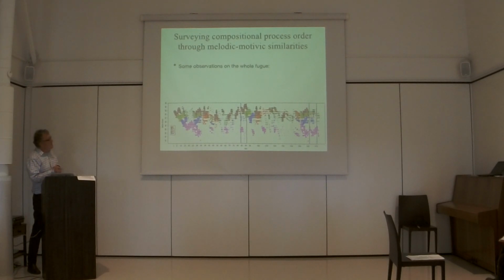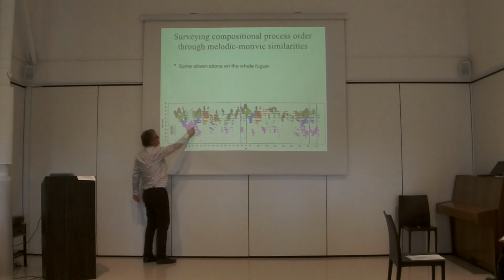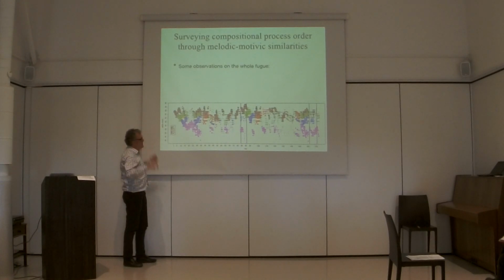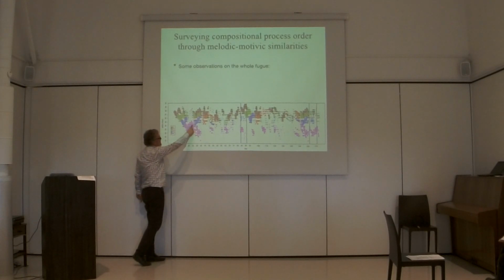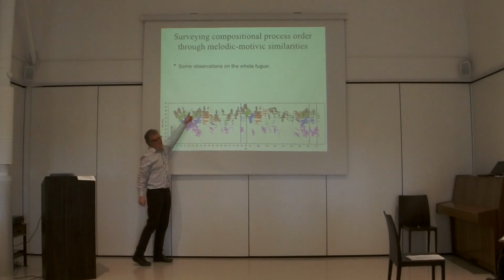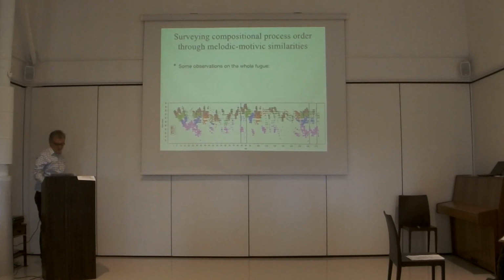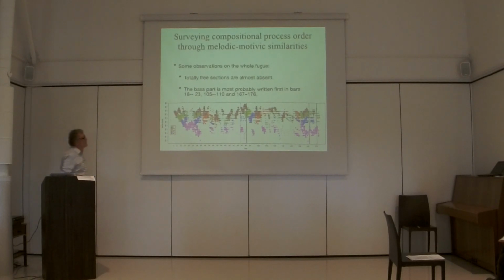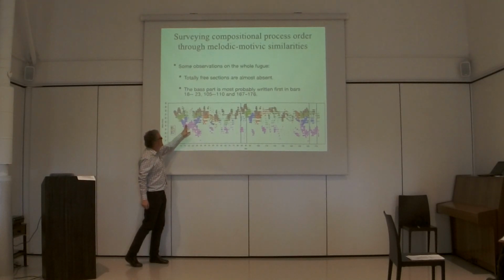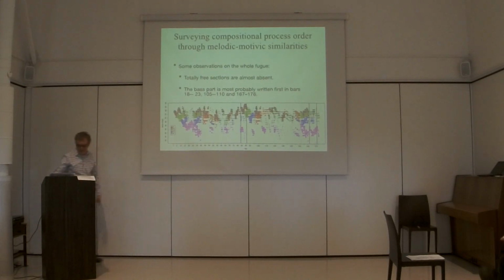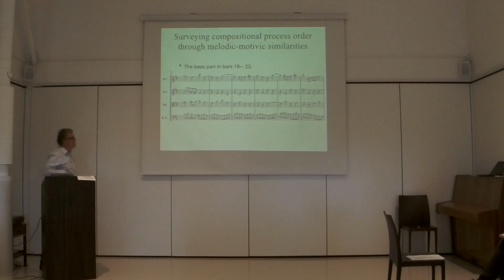And here are some observations on the whole fugue. Those parts which are marked cold might have been written before the others. For example, here you see that this bass part is bolder than those upper parts. Totally free sections are almost absent, and the bass part is most probably written first in bars 18 to 23, for example, maybe somewhere else. And here's the notation of that section. What do you think? Is it possible that the bass part has been written before?